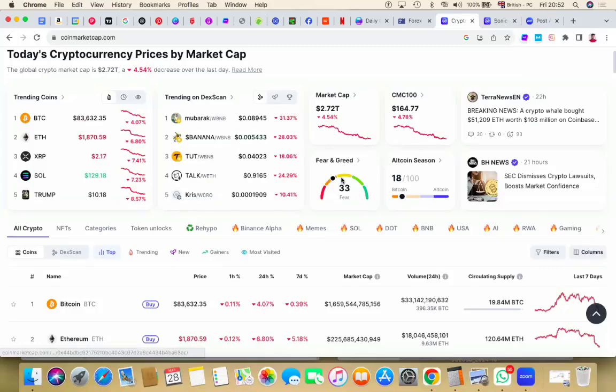We can see the fear and greed index, and from here we can also see the total market capitalization, which is $2.7 trillion. We are down right now. There's a little bit of money outflow in the market from the news I got earlier on, right?